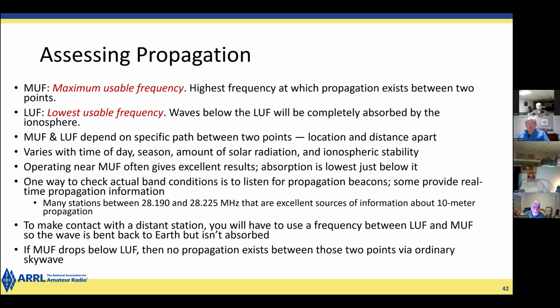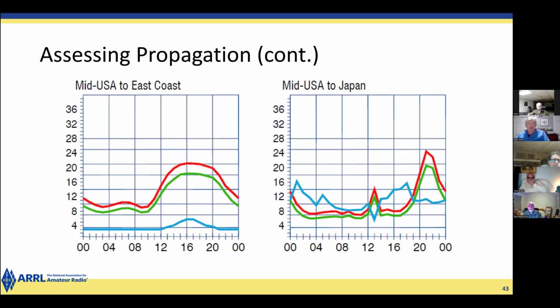Isn't possible at all. So I'm going to show you a couple of charts of the type that used to run in QST magazine. These are hard to find nowadays because you can get online propagation predictions that are up to the minute. Anyway, these are monthly propagation charts that are based on the predicted sunspot numbers a couple months ahead.